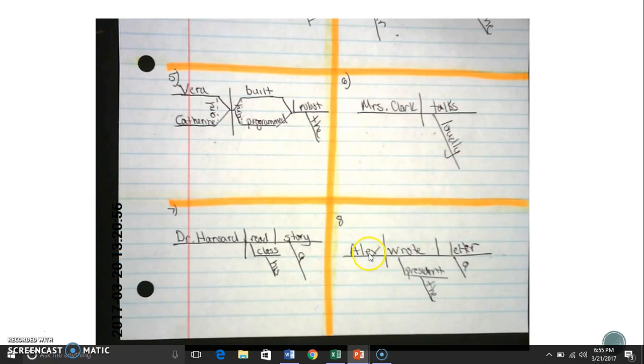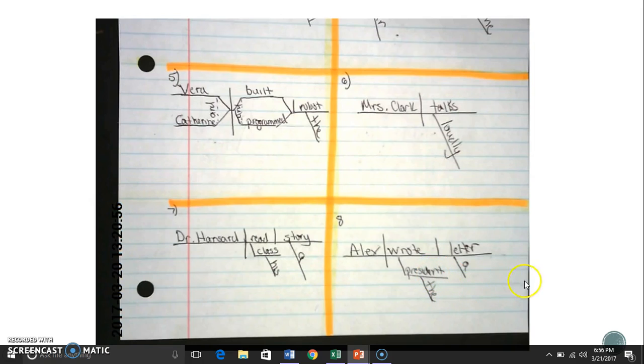Number 8, Alex wrote the president a letter. Once again, you have a baseline. You have Alex, which should be capitalized, wrote, which is your action verb. What did Alex write? A letter. There's your direct object, the modifies letter. Well, to whom? Alex wrote the president, so the president is your indirect object, and the modifies president.